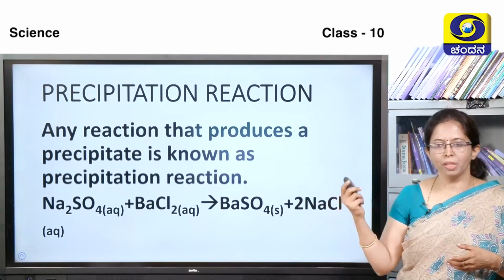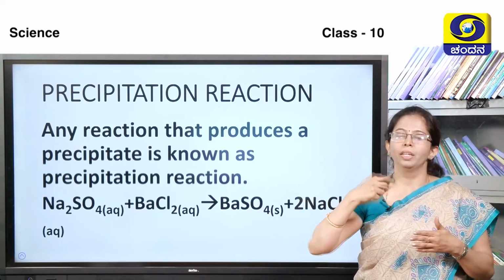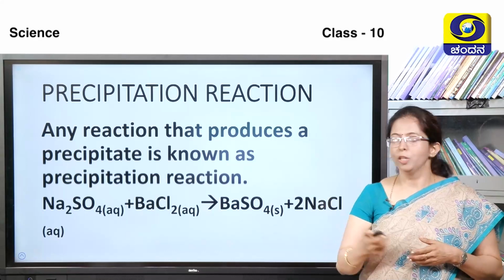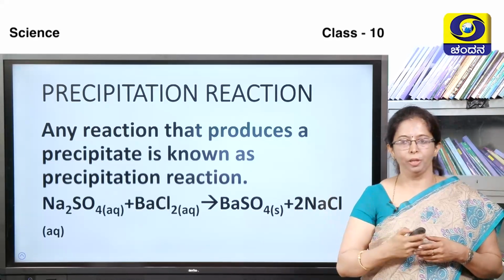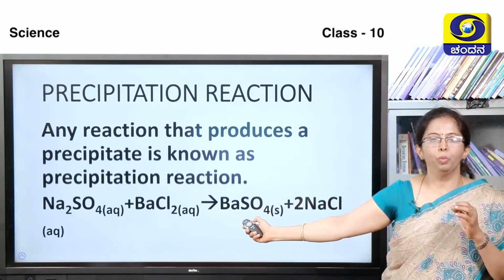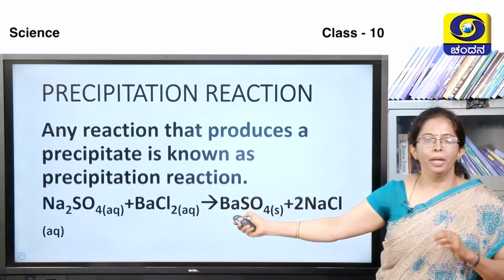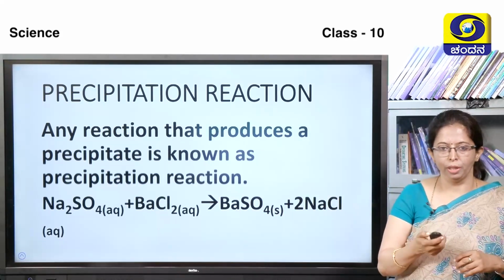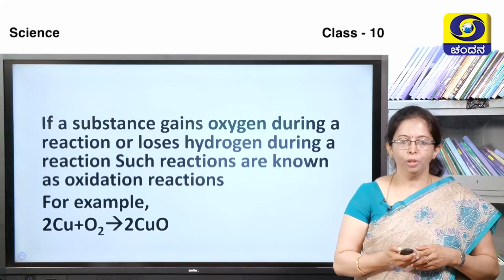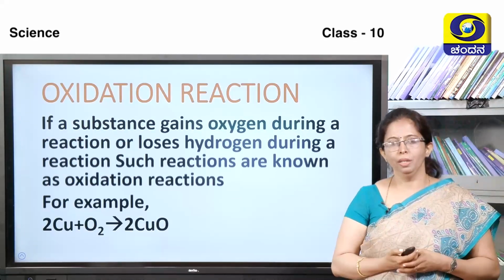Here I have taken up the same example that I gave for double displacement. So, sodium sulphate reacts with barium chloride to form a beautiful white precipitate of barium sulphate, and sodium chloride is formed. So, moving on to the next one, oxidation reaction.